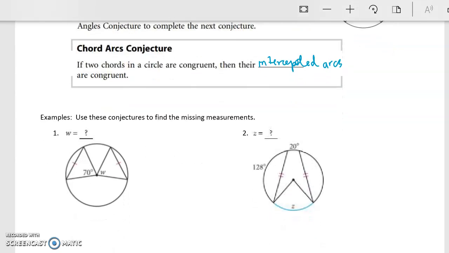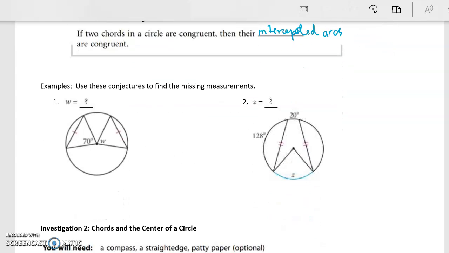Let's take a look at some conjectures here. So in this first example, we want to find W. W is the measure of this angle here. Looking at our picture, we have this chord is congruent to this chord, which means this central angle is congruent to this central angle. So W is 70. That was a pretty direct application.